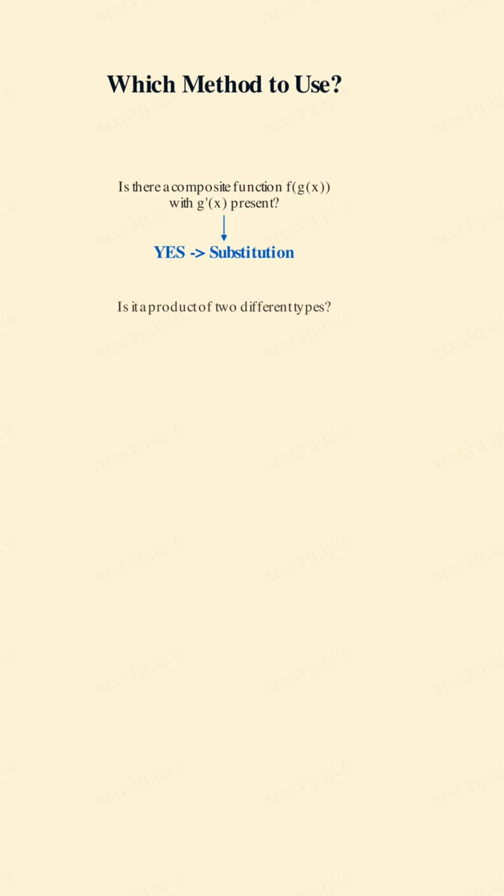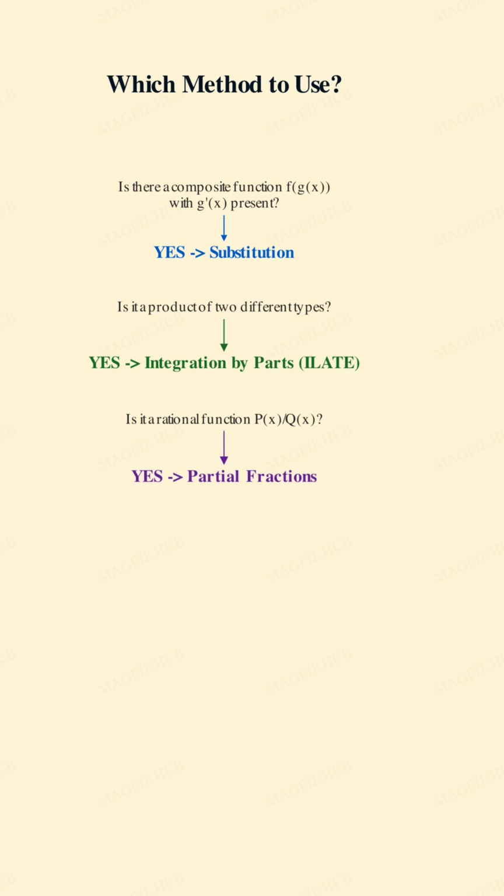When should you use each method? If you see a composite function with its derivative present, use substitution. If the integrand is a product of two different function types, like algebraic times trigonometric or algebraic times exponential, use integration by parts with the ILATE rule. If the integrand is a rational function, a polynomial divided by another polynomial, use partial fractions. Sometimes you may need to combine methods, for example, partial fractions followed by substitution for each term.